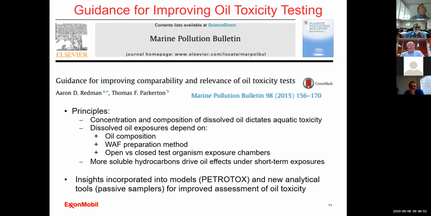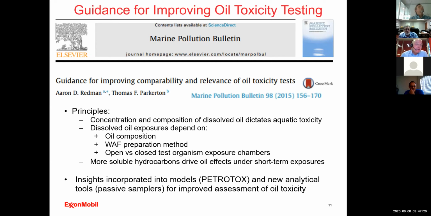So that leads me to providing some guiding principles for how one can understand oil toxicity tests. And so the first key principle is that the composition and concentration of dissolved oil dictates the aquatic toxicity. And the reason why is that the dissolved oil is what's bioavailable to the organisms. And because the toxicity of the individual hydrocarbons really varies, the composition really matters.